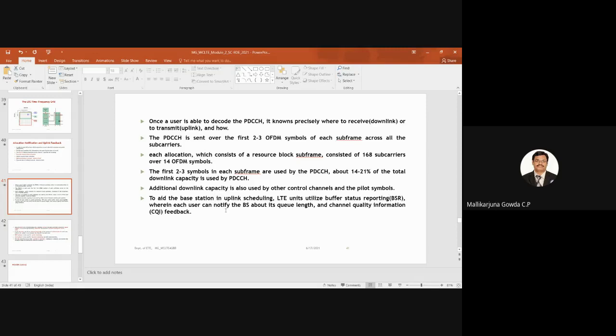Each user can notify the base station about its queue length and the channel quality information, in short CQI feedback. So your mobile station will be informing the base station about its queue length as well as the channel quality information by using BSR reporting.